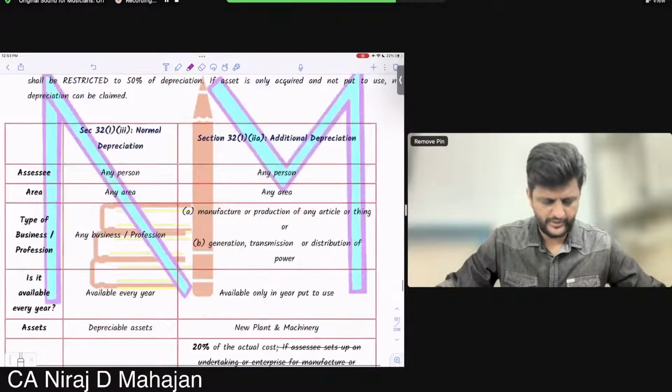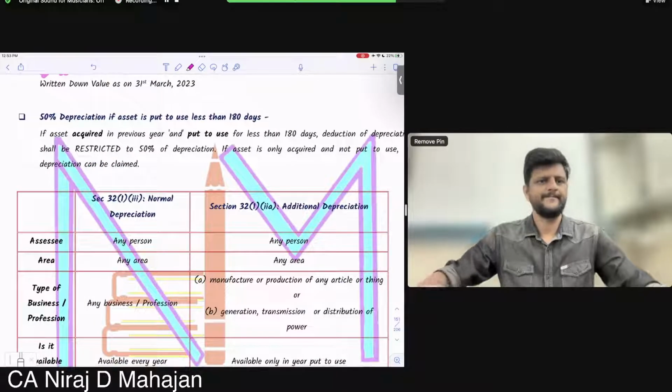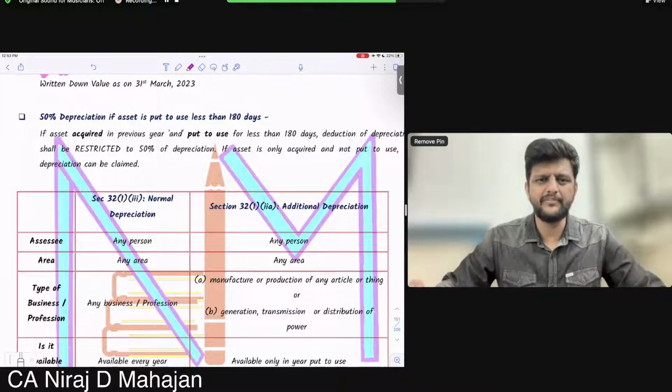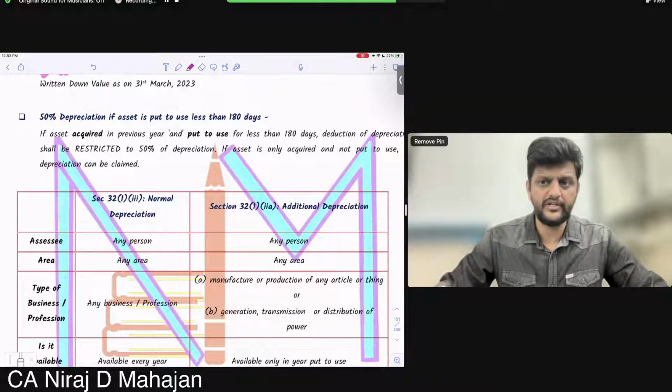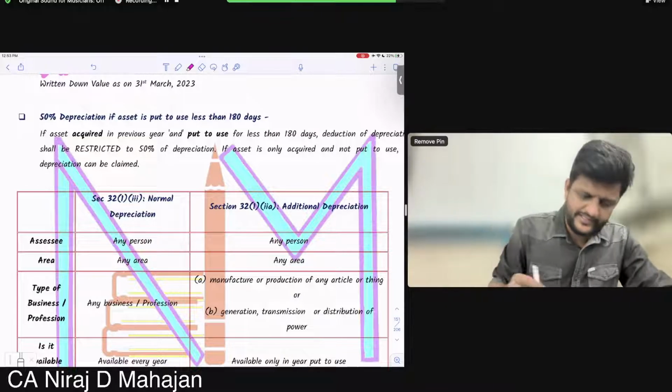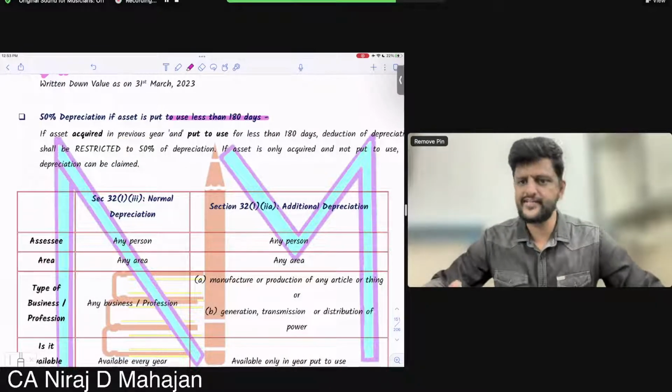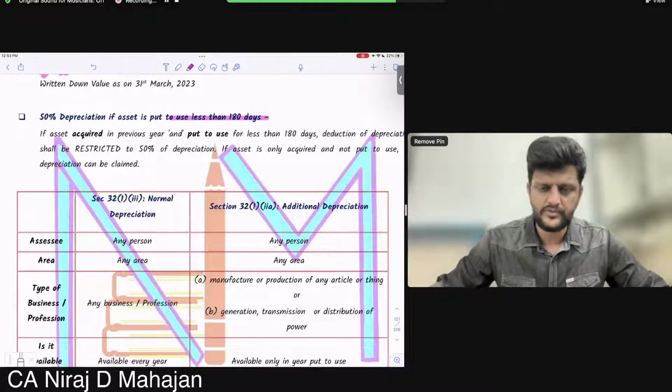Chalo, next point, let us quickly check. Again, the income tax department is very smart. Okay, check. 50% depreciation is available only if the asset is put to use for less than 180 days. 180 days, but generally 6 months. 6 months means generally what? 6 months is half year.